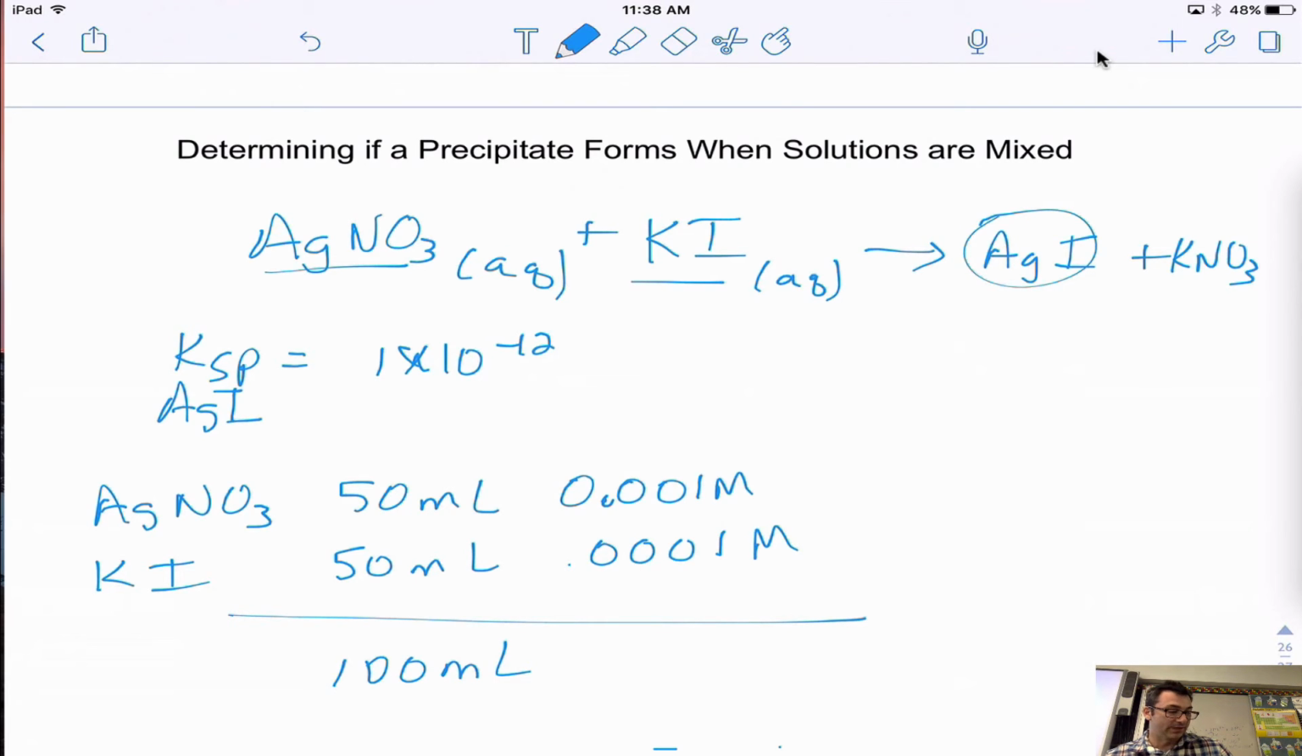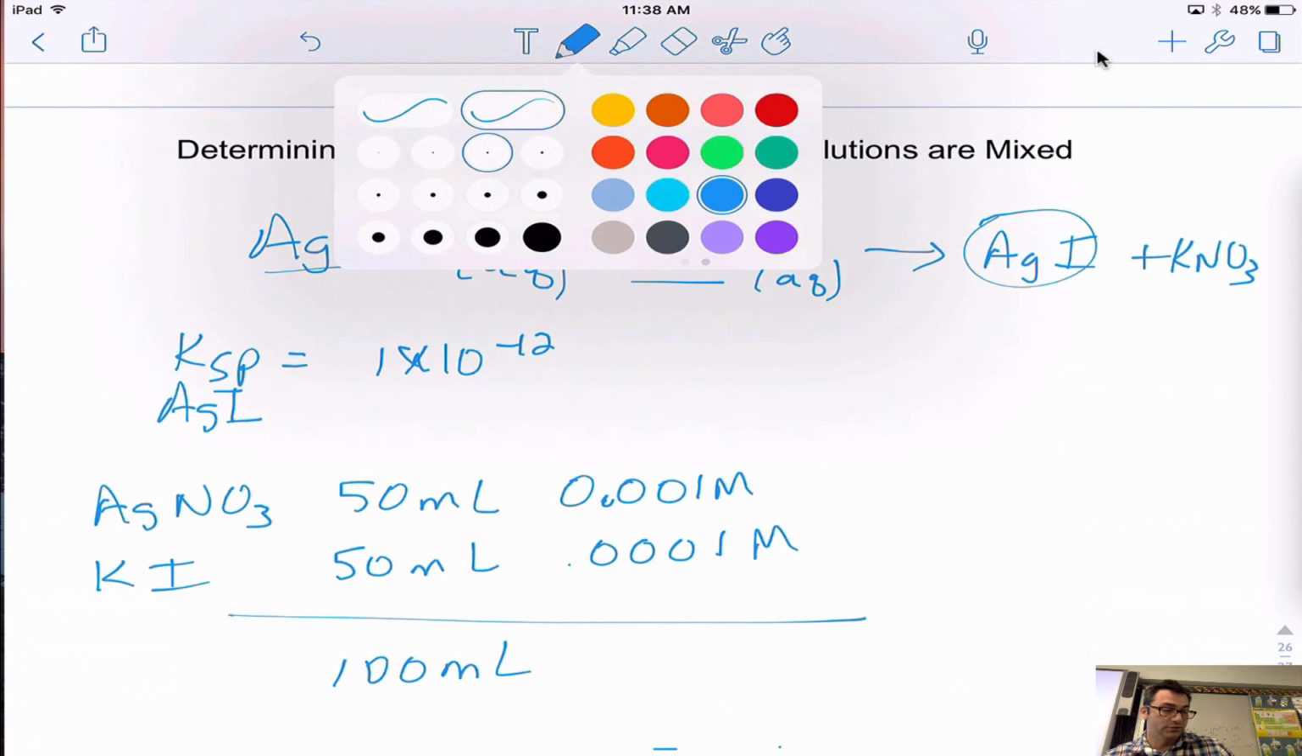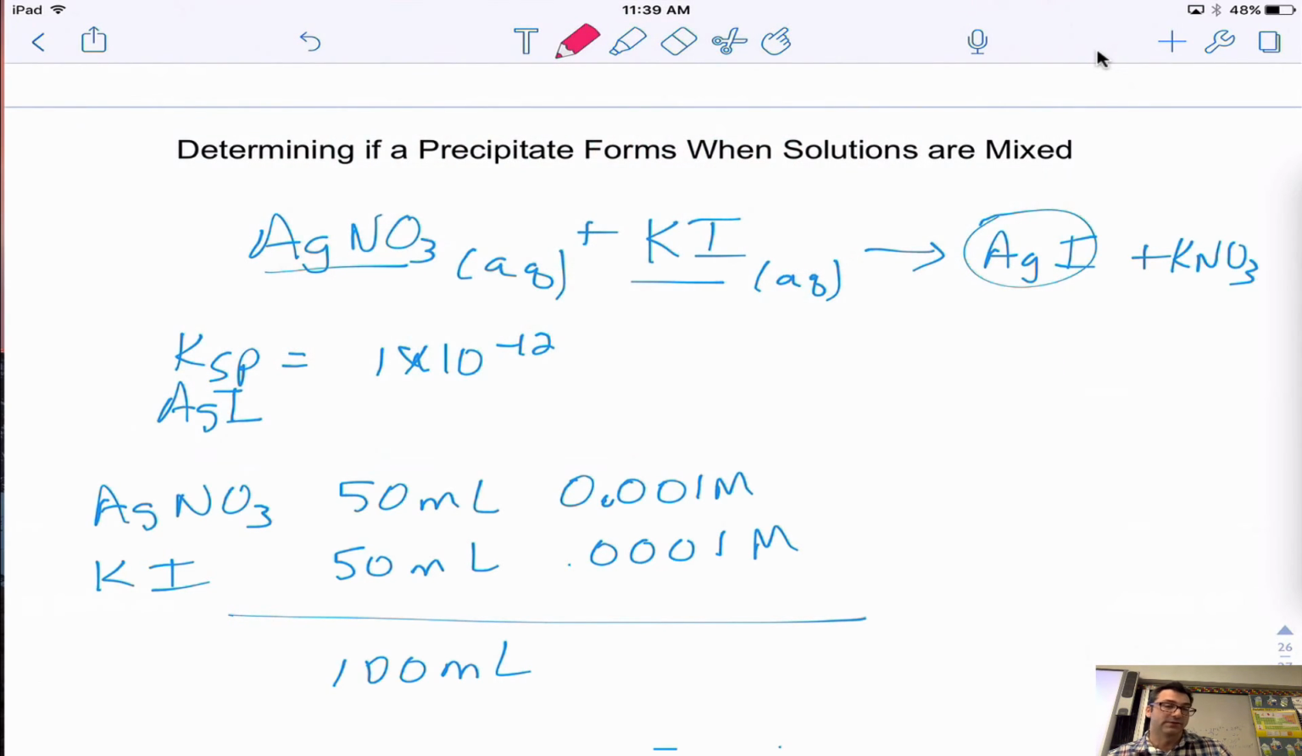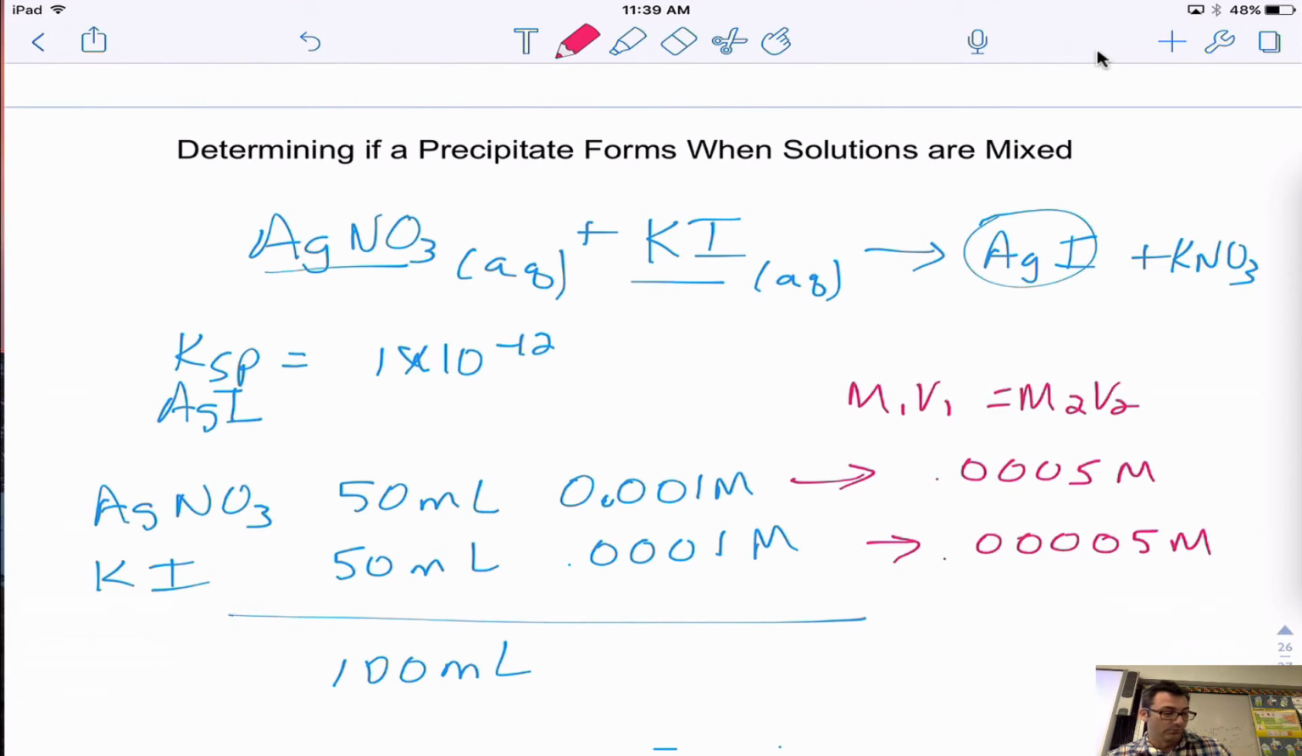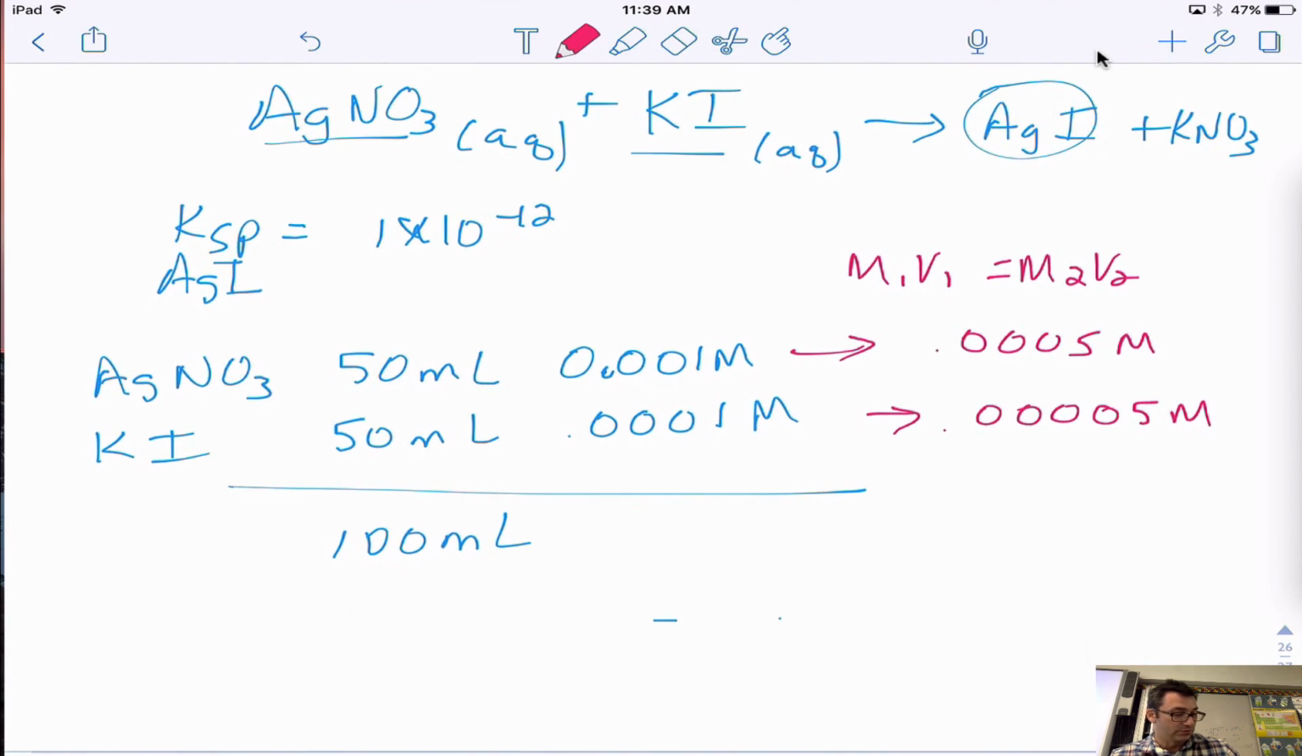So instead of just having 0.001, I've diluted out the AgNO3. So the new AgNO3 is going to be half. We've made the volume double. This is going to become 0.0005 molar. And this I is going to be 0.00005 molar. You could do this, and I'm not going to spend a lot of time doing this because the video is running long. You could do M1V1 equals M2V2 for all of these, and it will work, and you'll get half the concentration.